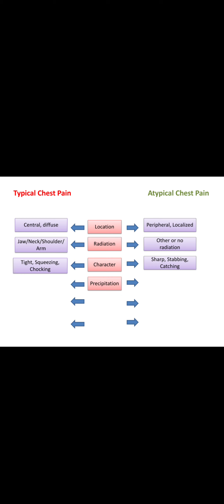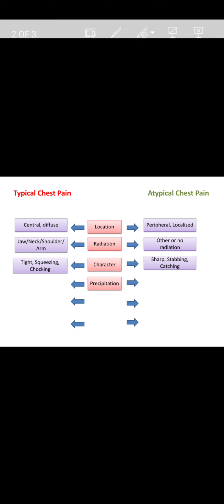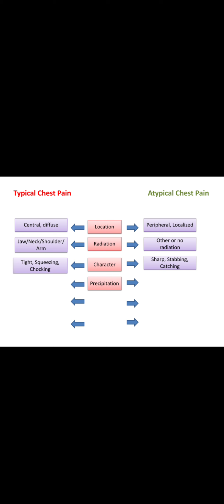Next is the precipitation. Typical chest pain is precipitated by exertion or emotions, while atypical chest pain can develop spontaneously or be provoked by posture, respiration, or there may be tenderness on superficial examination of the chest.